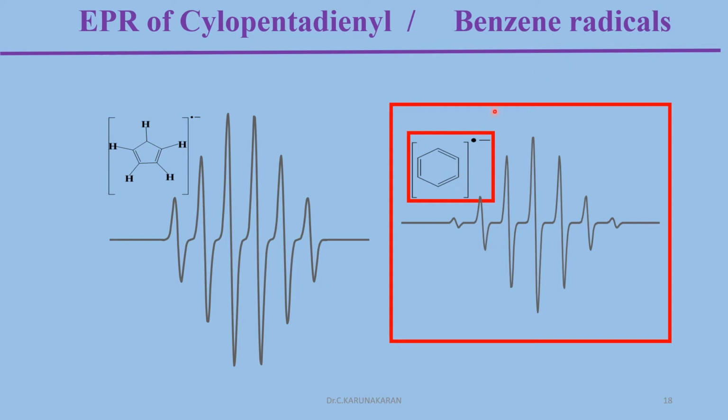In the case of the benzene radical, the unpaired electron density is delocalized over 6 hydrogen atoms. Therefore, by the n plus 1 rule, it is a septet. There are 7 lines observed with the intensity ratio obtained using Pascal's triangle: 1, 2, 3, 4, 5, 6, 7.